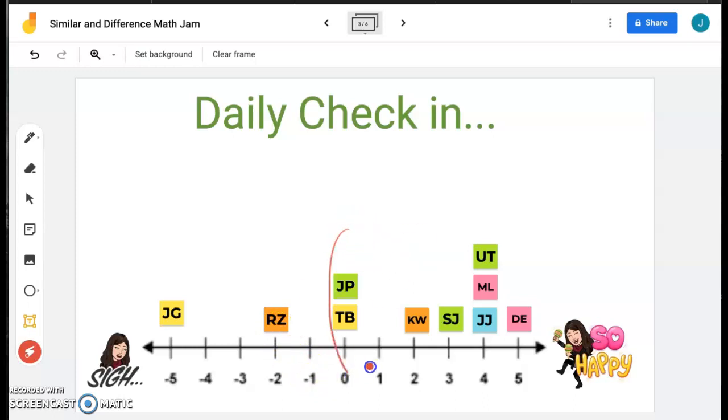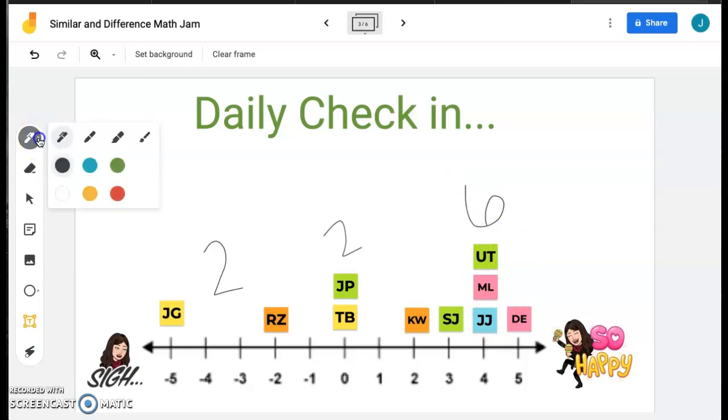In the middle right here, we've got 2. And then over here, we have 2. So we've got 2 over here. We've got 2 over here. We have 1, 2, 3, 4, 5, 6 over here. So which side out of all of our sides would be more?